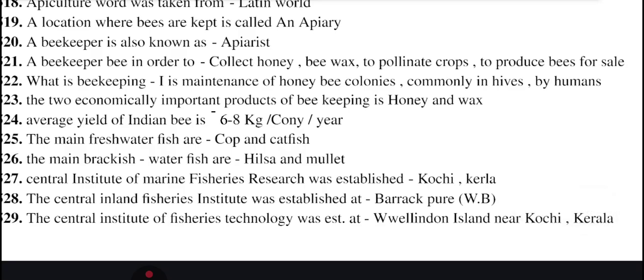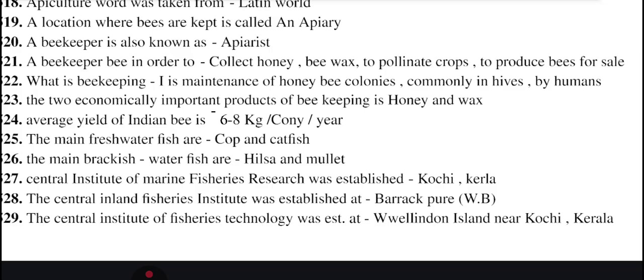A person who keeps bees in order to collect honey and beeswax, to pollinate crops, or to produce bees for sale is nothing but a beekeeper. Beekeeping is the maintenance of honeybee colonies, commonly in hives, by humans. Two economically important products of beekeeping are honey and wax. The average yield of Indian bee is 6 to 8 kg per colony per year.